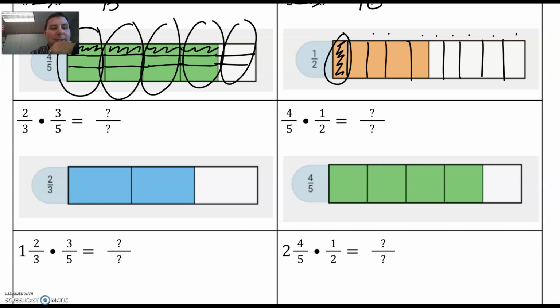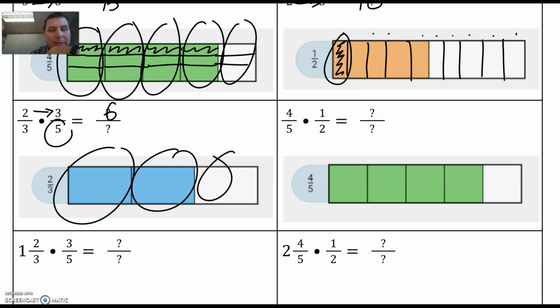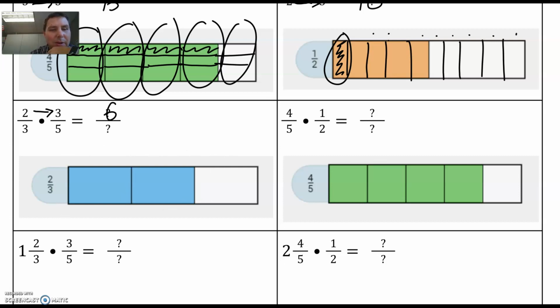Or in other words, if we look across, I have 2 shaded pieces right here, and each one is going to be 3. So that's 2 groups of 3. 2 times 3 is 6. Then of the 3 pieces, notice I want to slice them into 5. So that means you're going to have 3 groups of 5. 3 times 5 is 15. If I did this with the visual, this is what you would see.